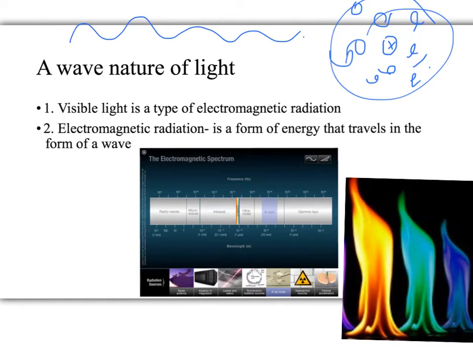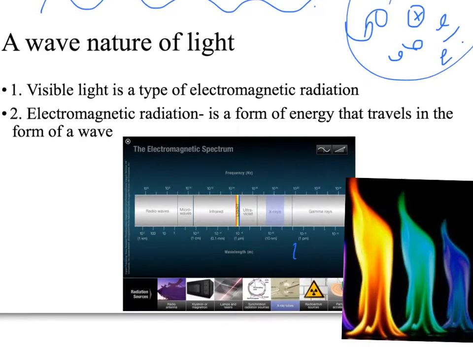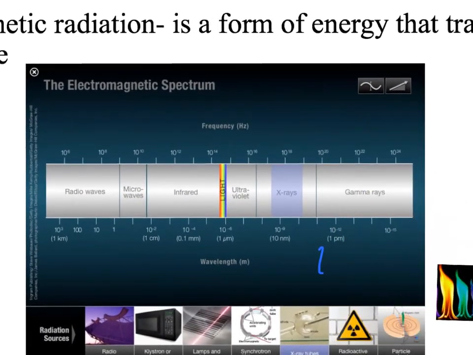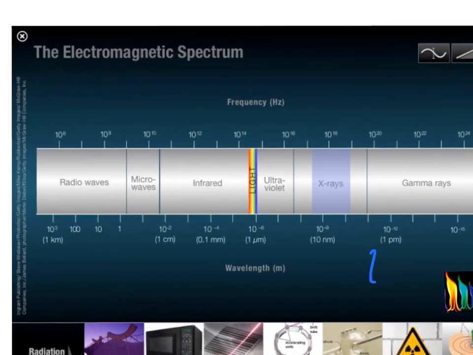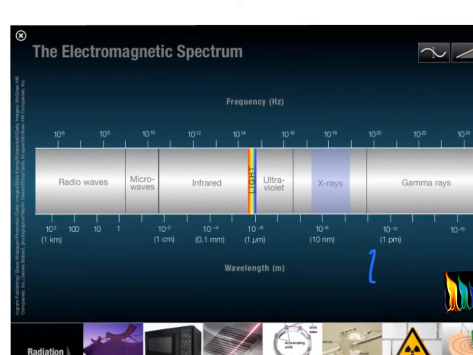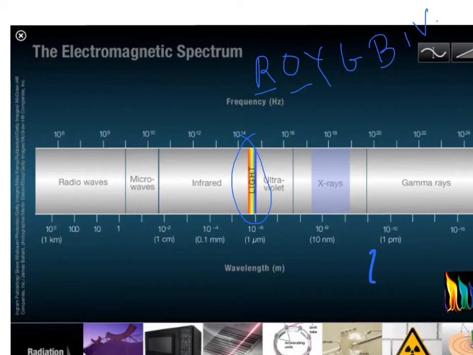Visible light is a type of electromagnetic radiation, and here we can see the electromagnetic spectrum. This is the visible light, that is, clear light, sunlight. And if you remember, you've seen it in rainbows, when sunlight is passed through a prism, you see a rainbow of colors. Most of the time we call it ROY G. BIV, signifying red, orange, yellow, green, blue, indigo, and violet.